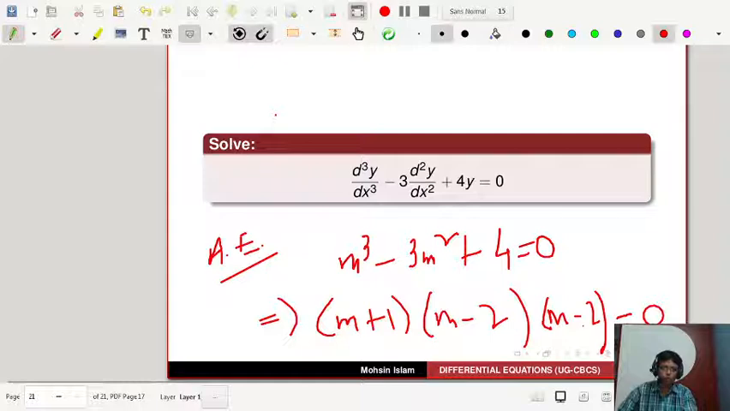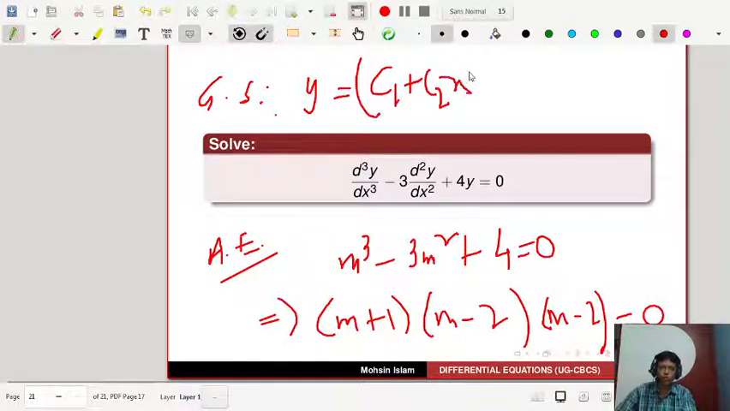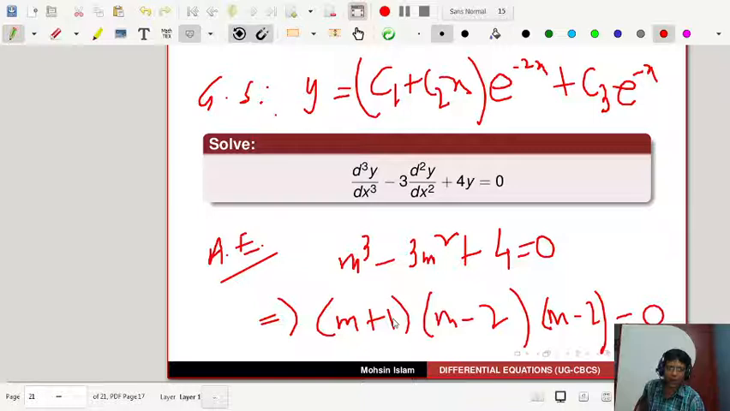You have 2 equal roots and 1 different root. So let me write the general solution: y equal to c1 plus c2x, since you have 2 equal roots, that is why I have taken 2 arbitrary constants inside the bracket, times e to the power minus 2x, plus c3 e to the power minus x, because you have a distinct root minus 1.